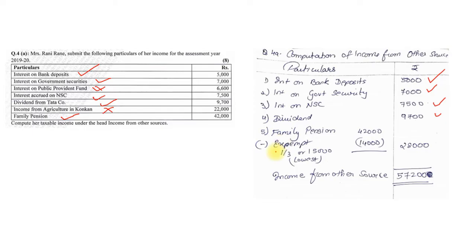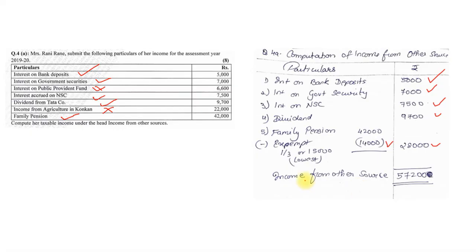Family pension, yes, but then there's a less exemption, that is one third of the pension or 15,000, whichever is less. So one third of pension is 14,000 and 15,000 is the notified amount. So 14,000 is the lower value, so you'll get 14,000 as deduction or exemption. So 42,000 minus 14,000 is 28,000. When we add up 5,000 plus 7,500 plus 9,700 plus 28,000, we get our income from other source as 57,200. Okay, a very simple sum. Just you have to get the income from other source. Okay, so this was the second sum which was pending.